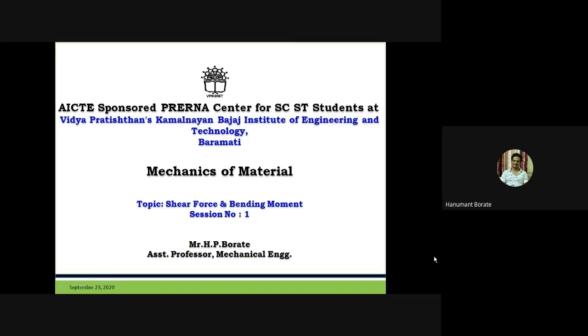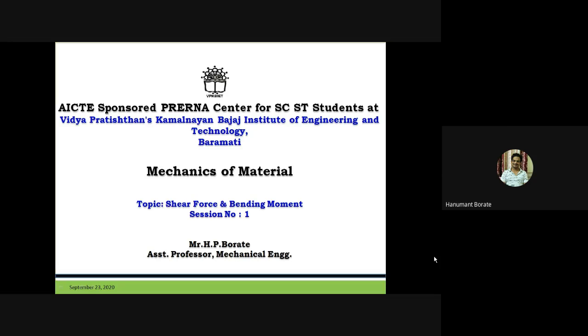And in the mechanics of material, we consider the deformable body, which means whenever we apply a force, that body deforms. So that is the basic difference between engineering mechanics and mechanics of material, or we can say strength of material. Another name for mechanics of material is solid mechanics. In today's lecture, we are going to see shear force and bending moment.